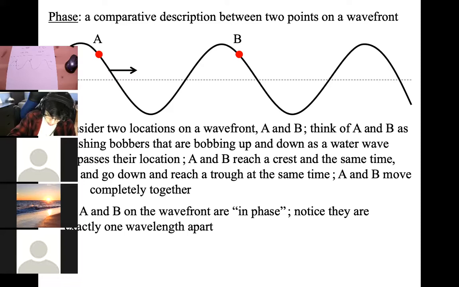All right. Now, let's say you have another friend in the boat, and that friend has a third bobber in the water, bobber C, and all three bobbers are in phase. Where is bobber C on the wavefront?